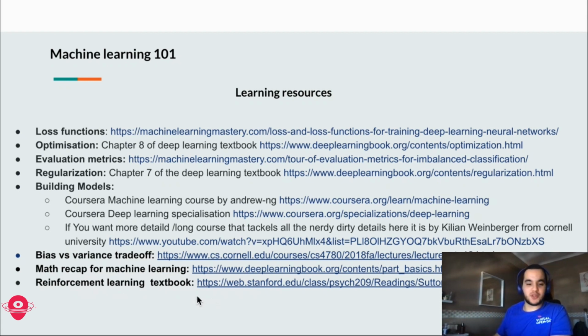And when it comes to reinforcement learning, the study of agents and building artificial agents and such, there is actually a whole textbook for it, the reinforcement learning textbook, which was written by Richard Sutton at Alberta University.